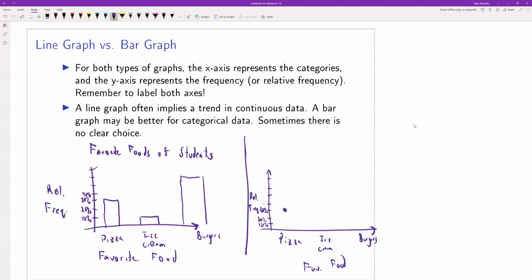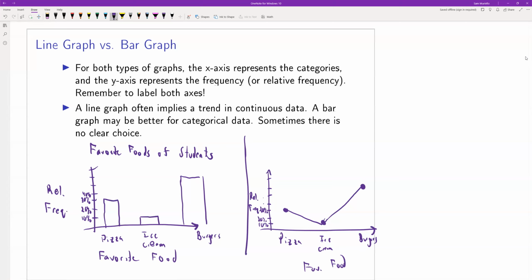For a line graph, we would basically plot the exact same data, except we would put it down as dots and connect it with lines. Now, the issue with this is that it seems to indicate some kind of trend. It seems like we're flowing from pizza to ice cream to burgers. Doesn't really make a lot of sense for this to be as a line graph. As a bar graph, this is more telling. A line graph might be used better if we're trying to show some kind of trend.